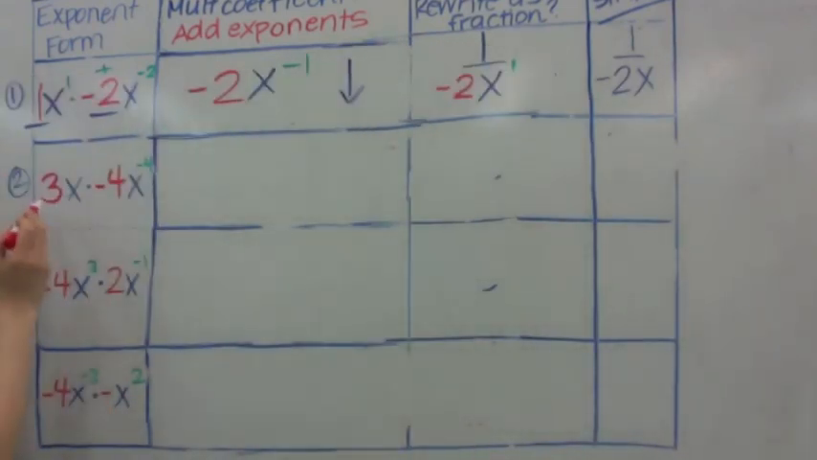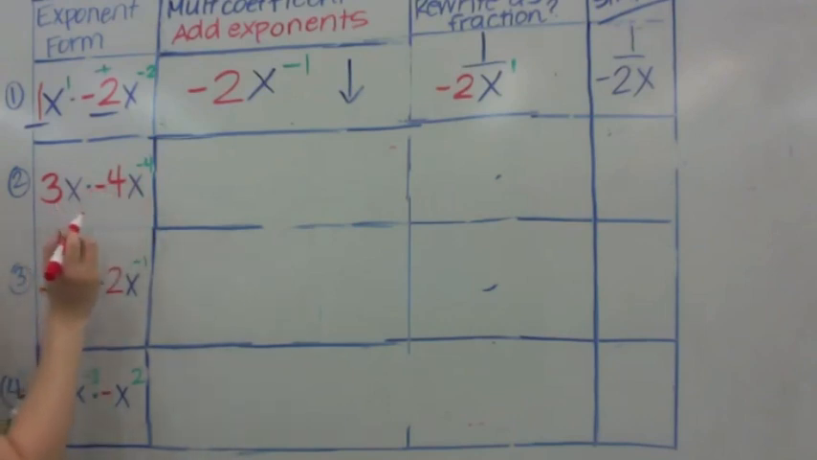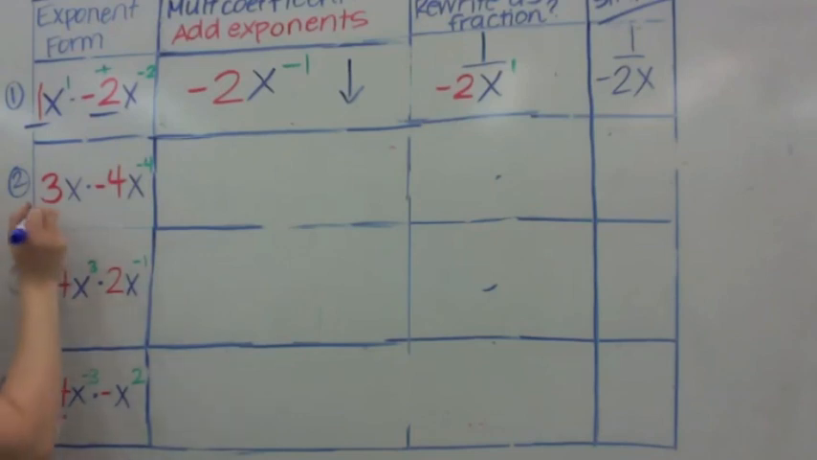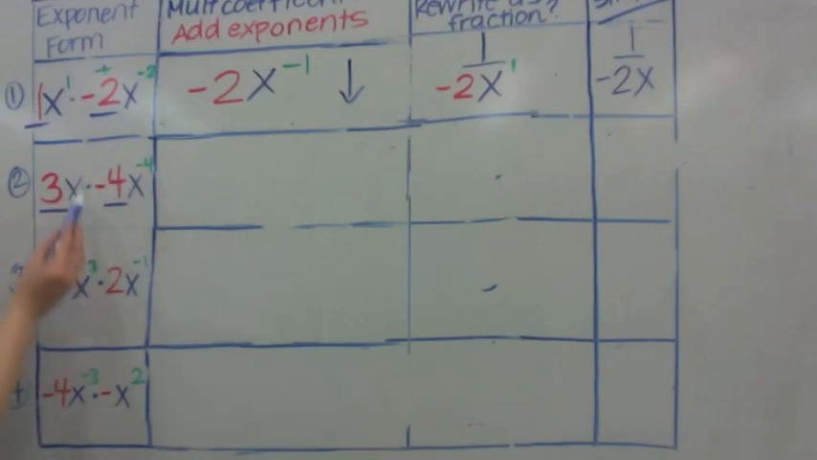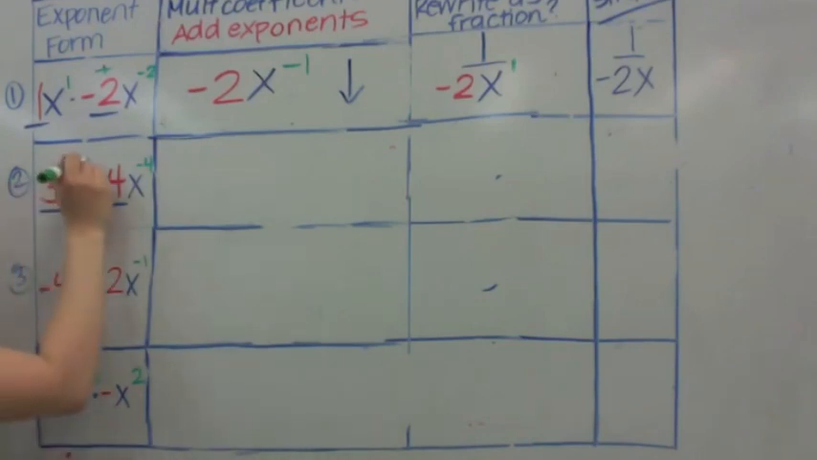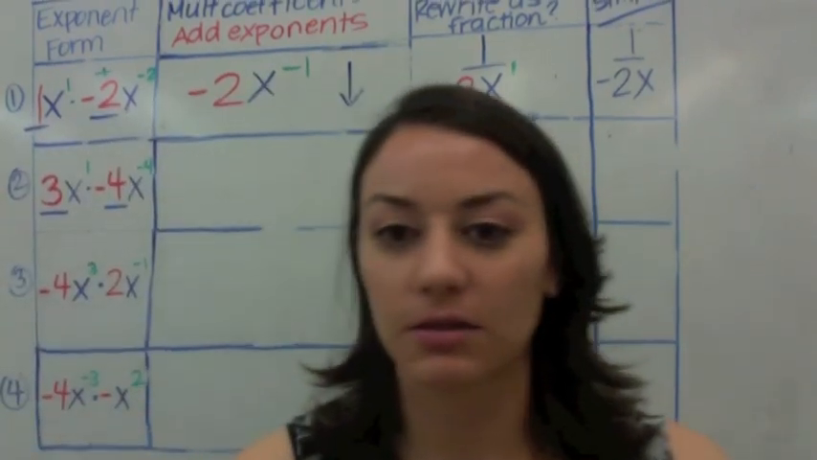Negative 3x times negative 4. This isn't 3 minus 4, it's negative 3 times a negative 4. So we have negative 3x times negative 4x to the power of negative 4. Now remember, there's also an invisible what for an exponent? Invisible 1. That's right. Do we all understand that?